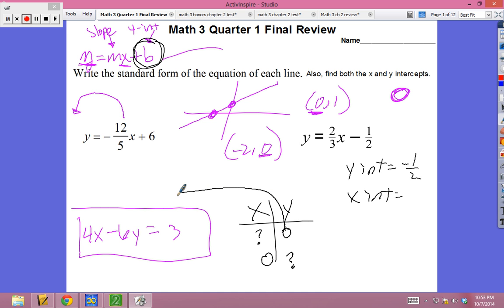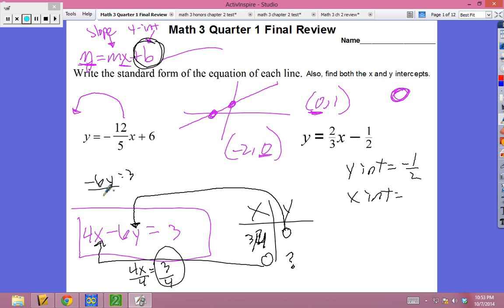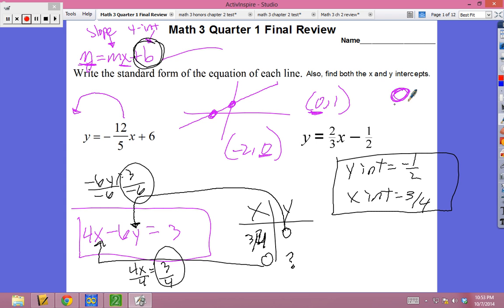So let's find this x. If I know that y is 0, I'm going to substitute 0 in place of y. This says negative 6 times y, so negative 6 times 0 is 0. So 4x equals 3, divided by 4 on both sides. My x-intercept has to be 3/4. And the y-intercept, we can find that real quick. Just put 0 in for x. 4 times 0 is 0. Negative 6 times y equals 3, divided by negative 6 on both sides. 3 divided by negative 6 is indeed negative 1/2. So your intercepts are pretty easy to find. You just got to remember that they are zeros.